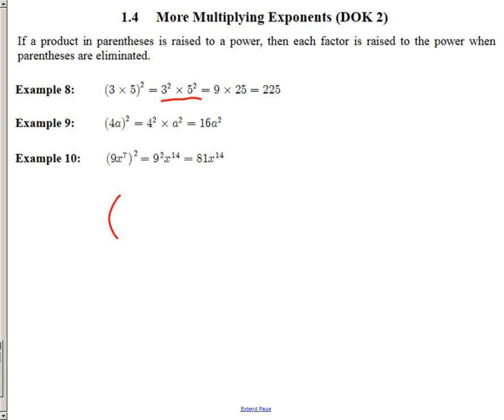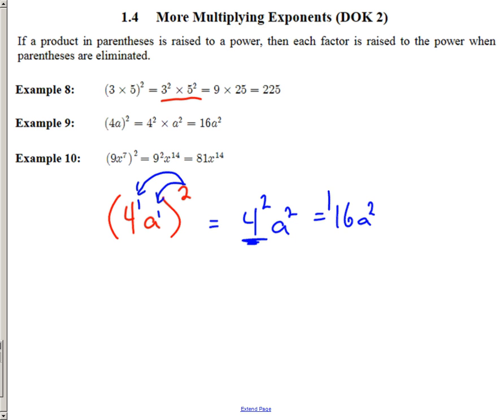When we look at example 9, get a little bit of space in there to make it easier to show it. Everything is going to be raised to the second power. Well, which power does the 4 have right now? Currently, it's just a 1. So 1 times 2 is 2. So it becomes 4 squared. And what power does this a have right now? Still a 1. So it's a to the second power. And we know what 4 squared is. It's 16. So this becomes 16, and this is our final answer for simplifying the exponential expression.